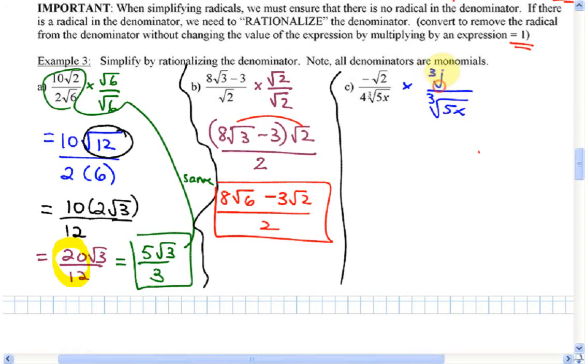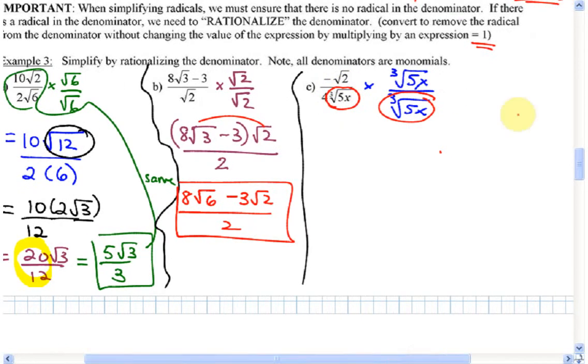Okay. Now, don't write this down. Just watch for a sec, dear friends. If you were to take the cube root of 5x and multiply that by the cube root of 5x, what does that come to? Does it just come to 5x?